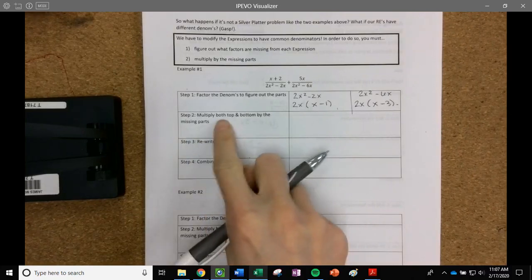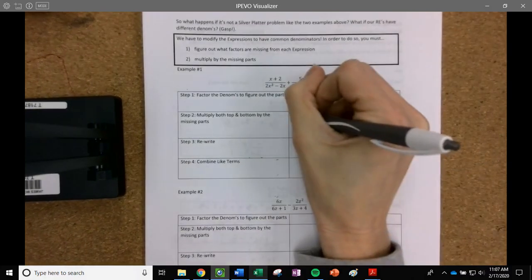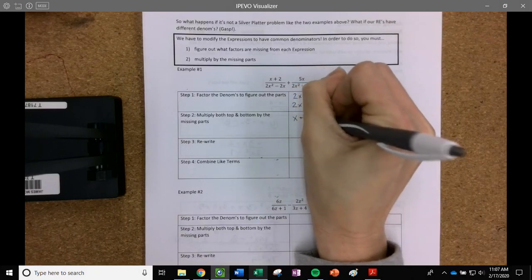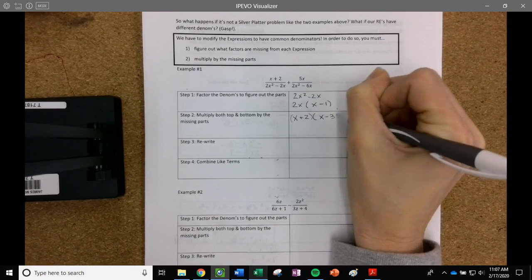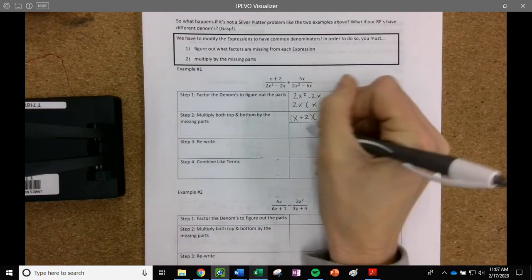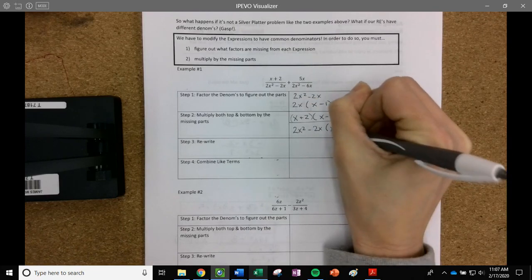So I'm going to multiply both the top and the bottom by the missing parts. So I'll have x squared plus 2 times x minus 3. That's my missing part over here. 2x squared minus 2x times x minus 3.